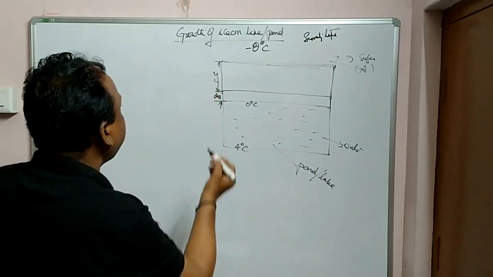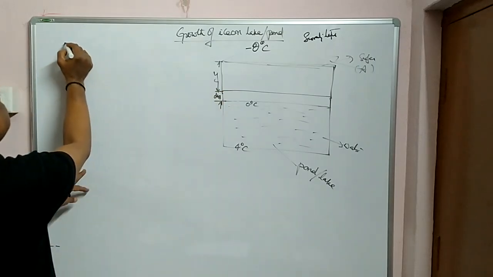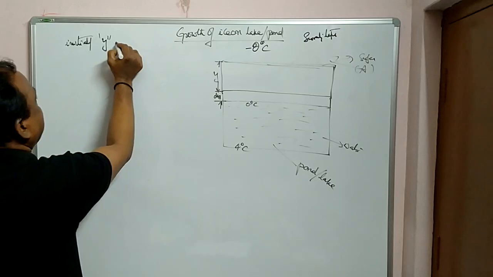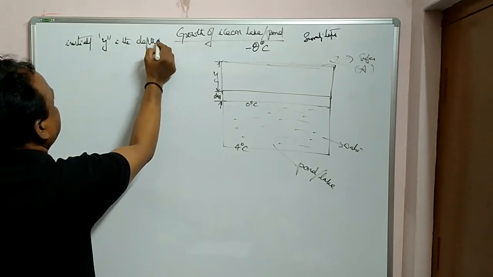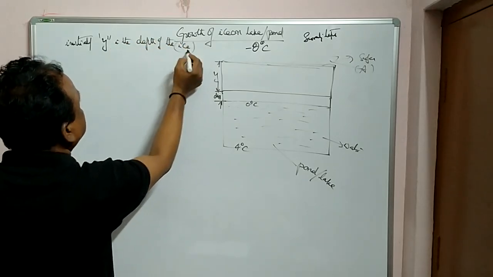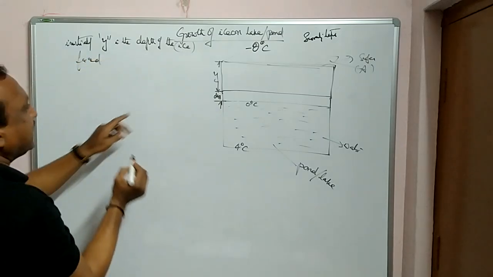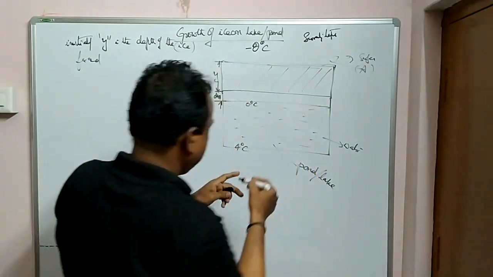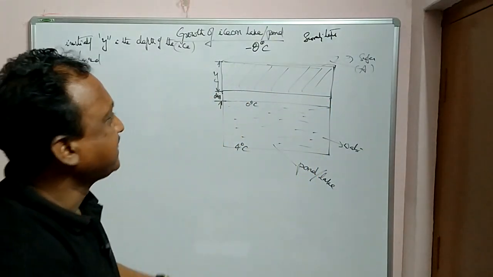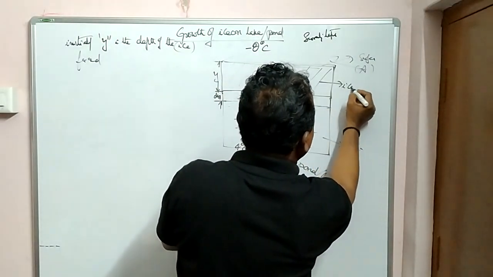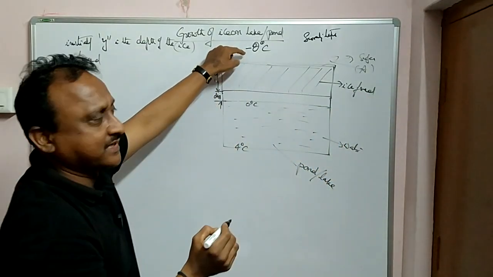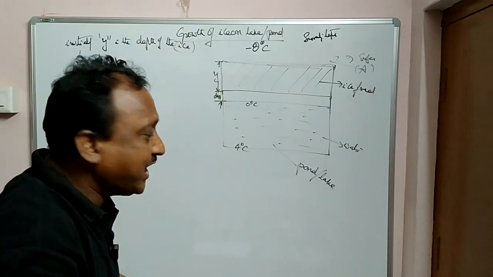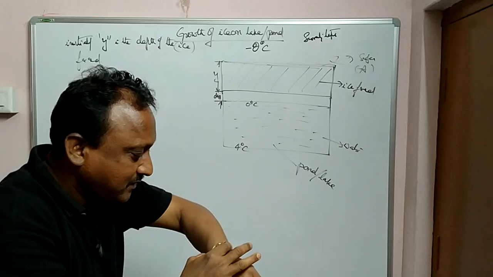So here, initially you can see this y: initially y is the depth of the ice formed. This is the ice formed because of the negative temperature. Already it is formed. Y is the depth of the ice formed. Now what we are trying to explain, I am watching for some time.